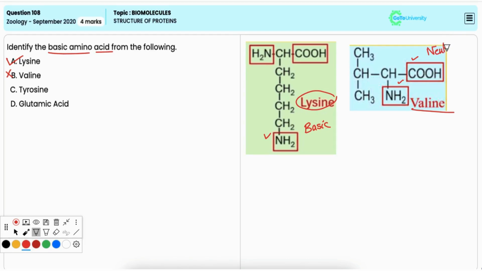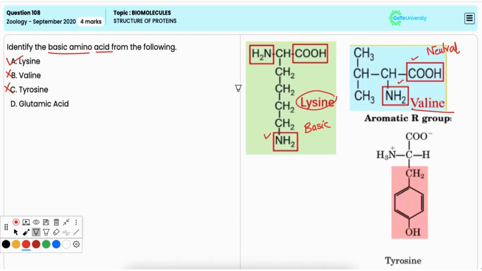Option C, tyrosine. This is also incorrect. Tyrosine is a polar amino acid with an aromatic side chain, but it is not basic. It has hydroxyl group in its side chain and can be weakly acidic.